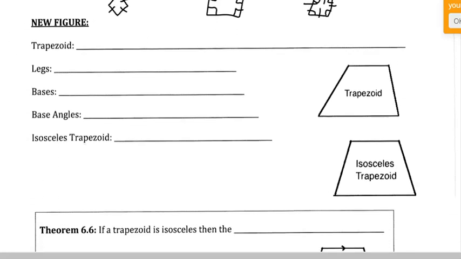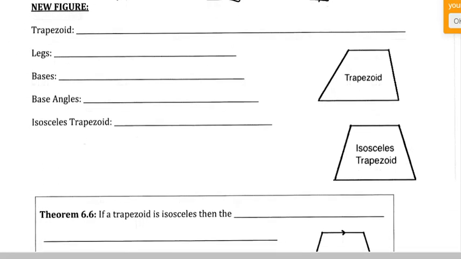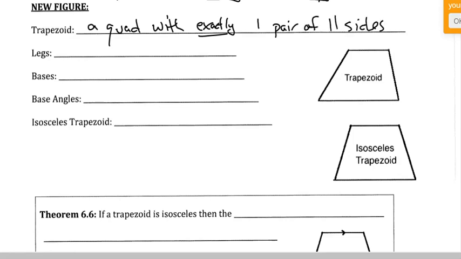So, what is a trapezoid? A trapezoid is going to be a quadrilateral with exactly one pair of parallel sides. Okay, so it has to have exactly one. If it has two pairs, it's not going to be a trapezoid, it's going to be a parallelogram. So if it has exactly one pair of parallel sides, obviously they're opposite sides, then it is going to be a trapezoid. Okay, so if we look at this figure right here, these would be your parallel sides right here.